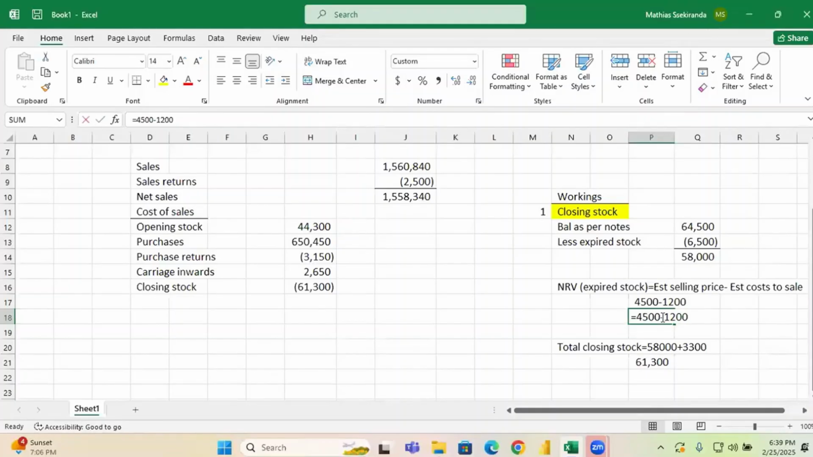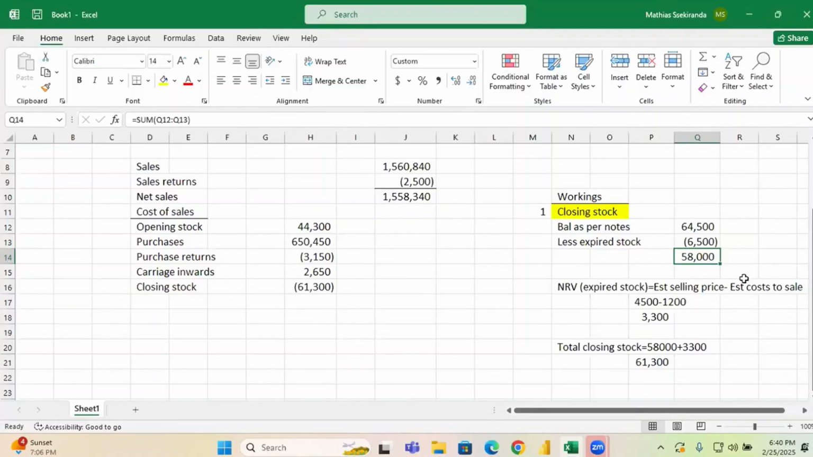Since 3.3 is lower than the cost of 6.5, and the standard says closing inventory is measured at the lower of cost and net realizable value, we take whatever is lower. In this case, the net realizable value is lower than the 6.5, which is the cost of this expired inventory. So we shall take the 3.3 as our cost of inventory. That is what you add onto this balance that has no issues to get total inventory. Are we together?